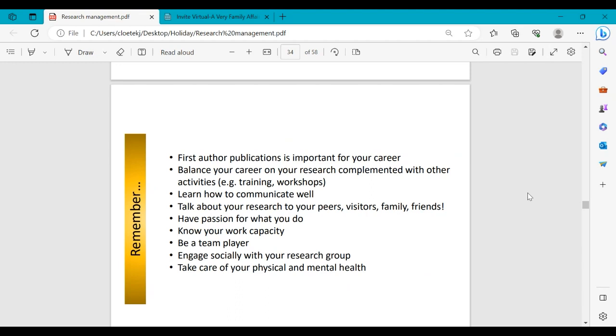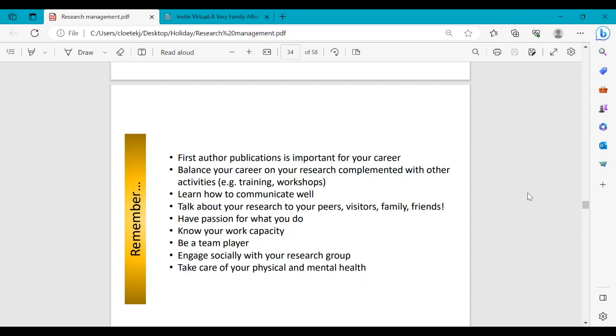Be a team player. This is important. When you are in a research environment, you need to work well together with other people. There may be conflict, or sometimes things happen that you are unhappy with, but then you need to handle it in a very professional and constructive manner. Engage socially with your research group. This is important, to celebrate birthdays, to enjoy a lovely dinner when someone has published, and have some connection with the research colleagues around you.